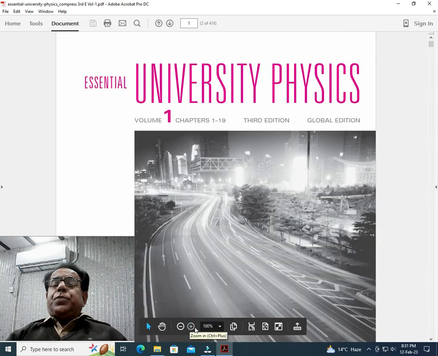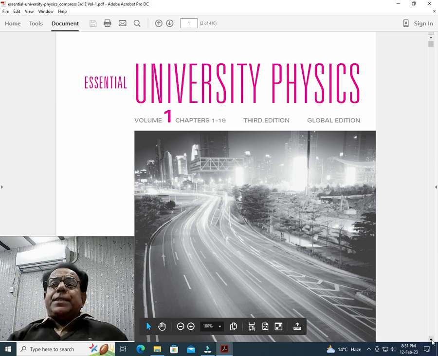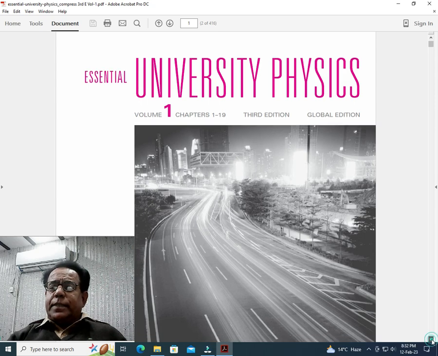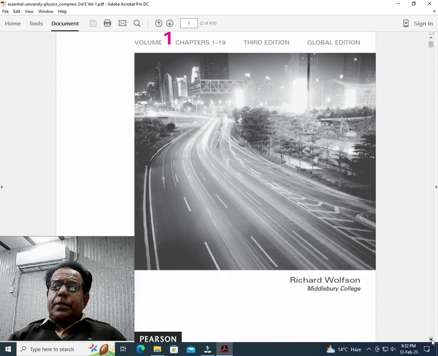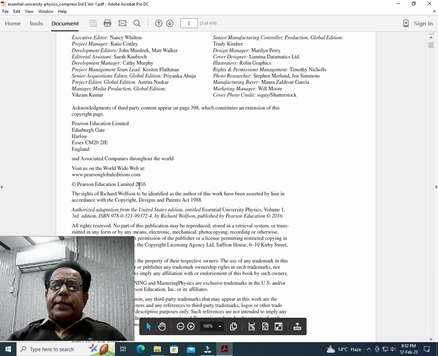This is the picture of this book, Essential University Physics volume 1. Volume 1 contains the first 19 chapters. 3rd edition, Richard Wolfson, Pearson is the publisher. This book was published in the year 2016. Pearson Education Limited, 2016.